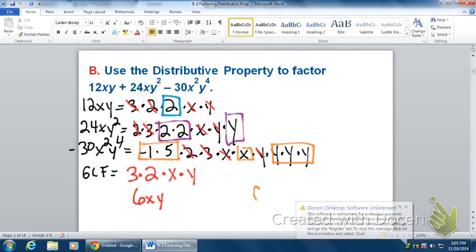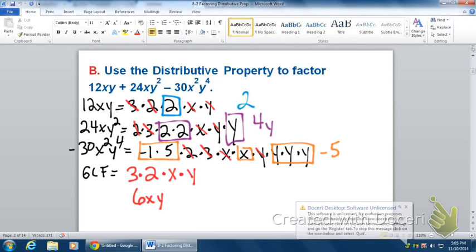Okay, so let's put these terms together. For my first term, it's going to be in blue. All I have left is a 2. For my second term, which is in purple, all I have left is a 2 times 2 and a y. Now 2 times 2 gives me 4, so that leaves me with a 4y. And then lastly, I have a negative 1 times 5, so that's going to give me a negative 5.